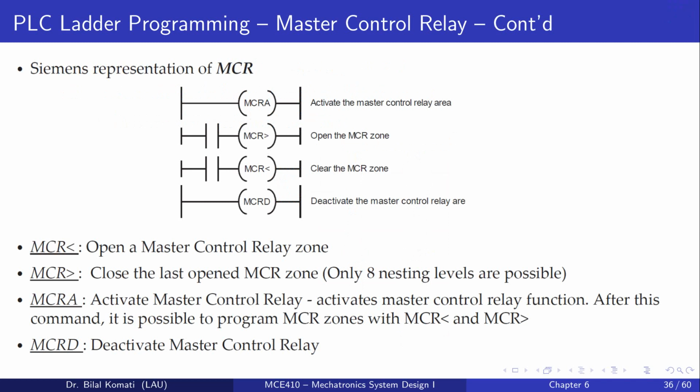So the Siemens representation of the MCR is the following. In the first one, this is the symbol to activate the master control relay. Then we use the open MCR zone and clear the MCR zone. And here we have deactivate the master control relay. This symbol is the MCR with a greater symbol, which will close the last opened MCR zone.